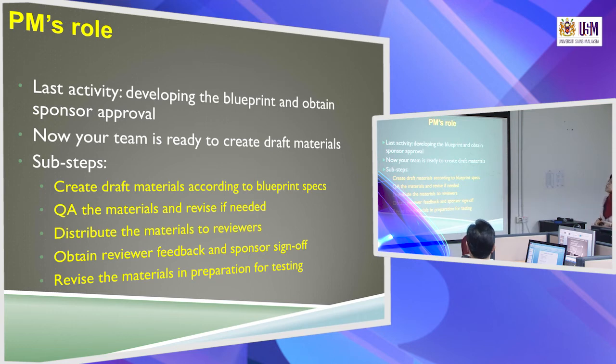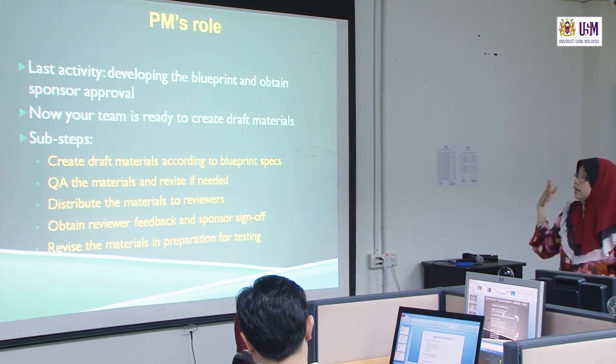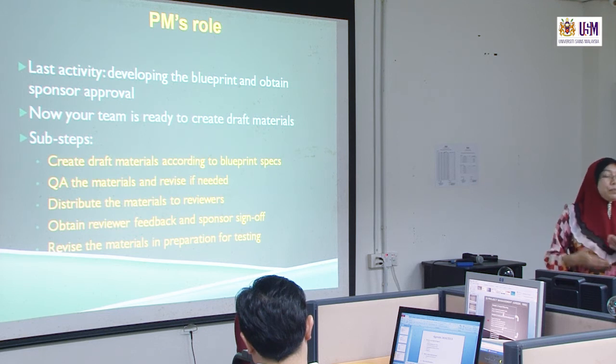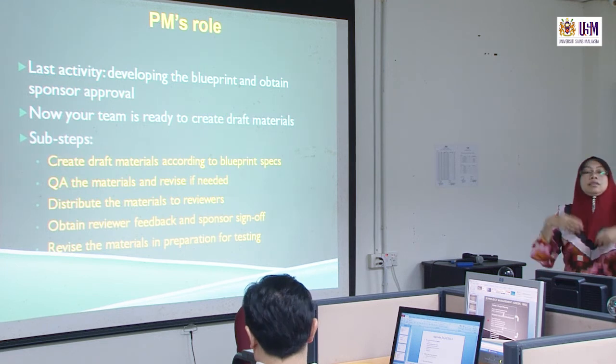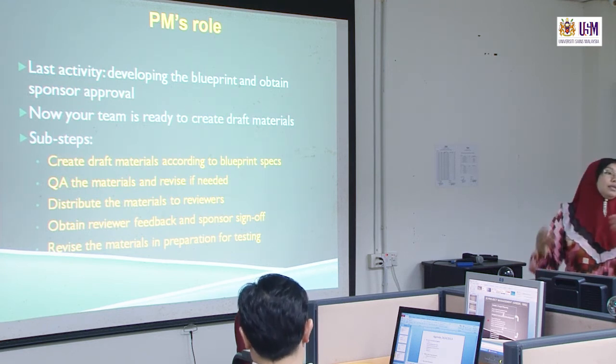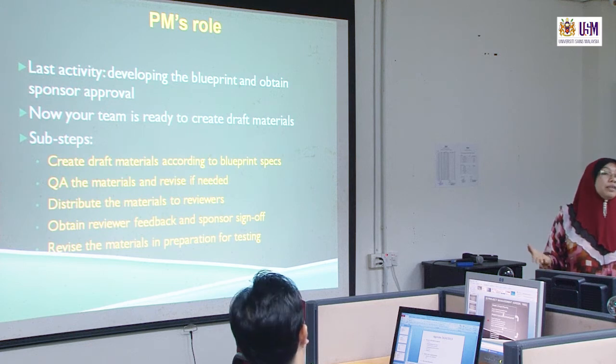Now your team is ready to create the draft materials. Then these are the sub-steps: create draft materials according to blueprint specs, quality assurance, revise, look at it, revise, and then distribute to reviewers. When you see from here to here, it is all quality assurance. The process is not a single process. You have to look at it, meet the sponsors, and then revise, until all parties are satisfied with whatever we plan.